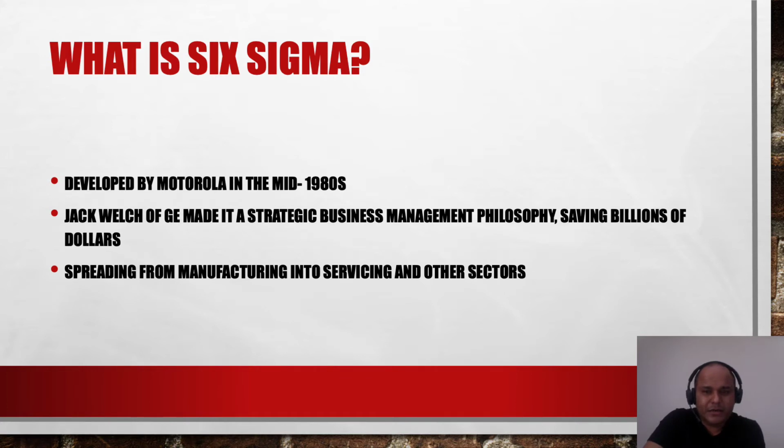What is Six Sigma? It is very interesting. You would like to know what exactly Six Sigma is. It was developed by Motorola in the mid 1980s. Jack Welch of GE made it a strategic business management philosophy, saving $1 billion by using Six Sigma, spreading from manufacturing into services and other sectors also. Because Six Sigma started in manufacturing, but later on, when it was successful, they took it to other sectors also.